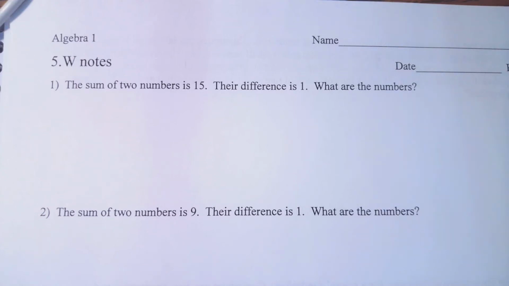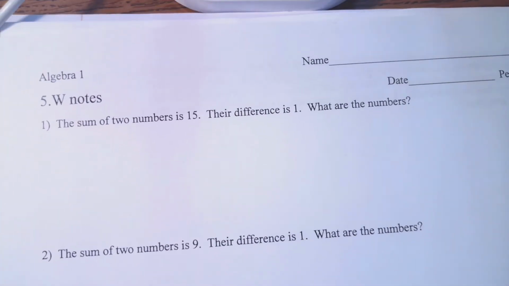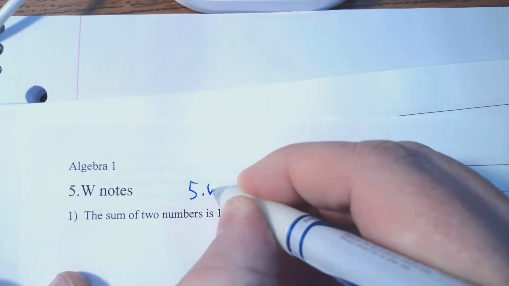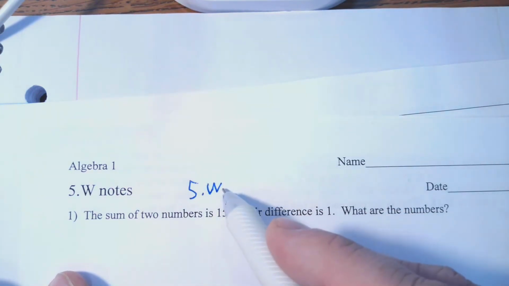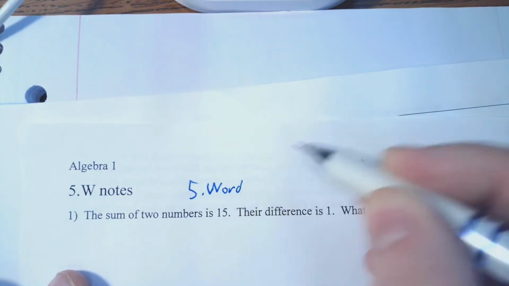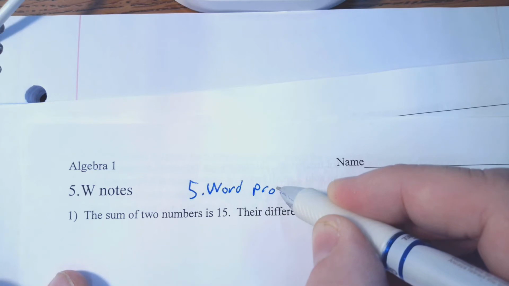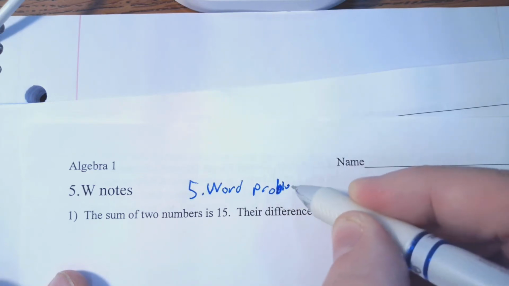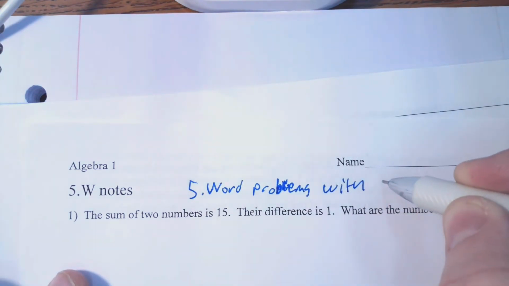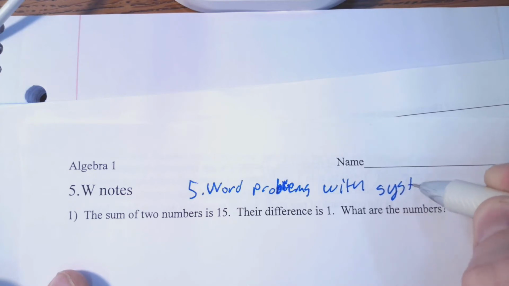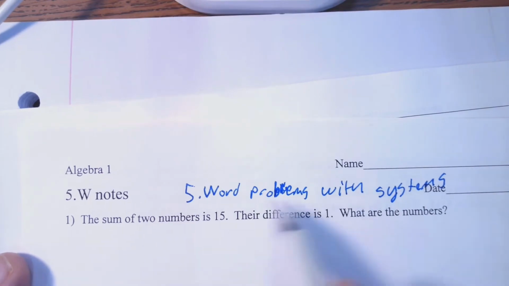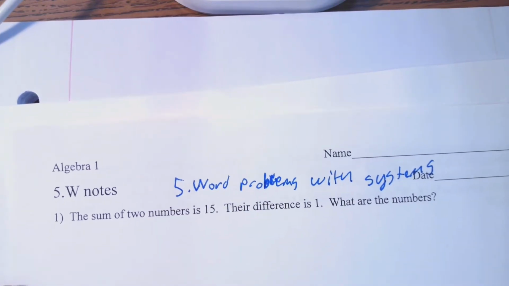Okay, what we are doing, and I'll give you a little title here real quick. This is going to be, I call it 5W. It is not really a section in your book because it is throughout your book. So I just call it 5W for word. So this is word problems with systems. Okay, word problems with systems. Okay, that is ugly. I didn't leave room. I should have left room to write it.